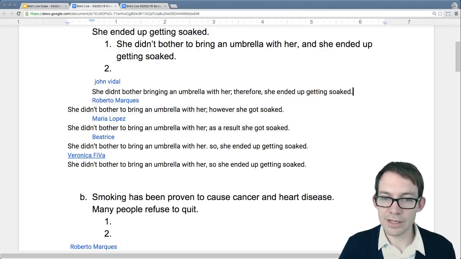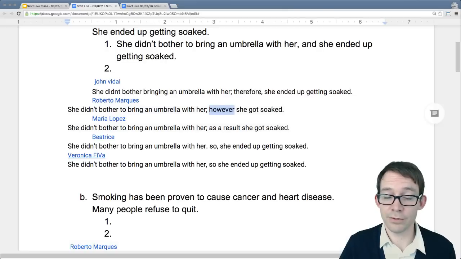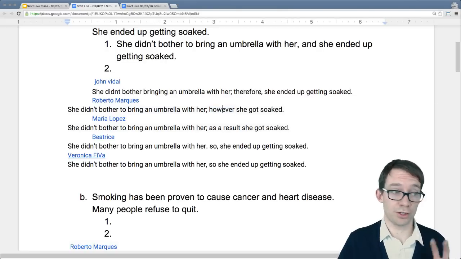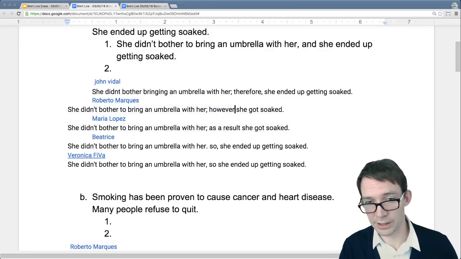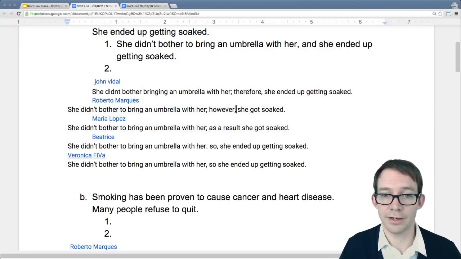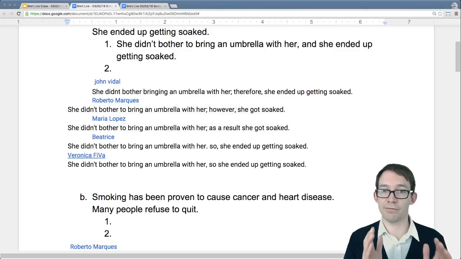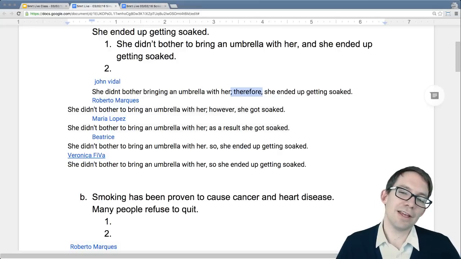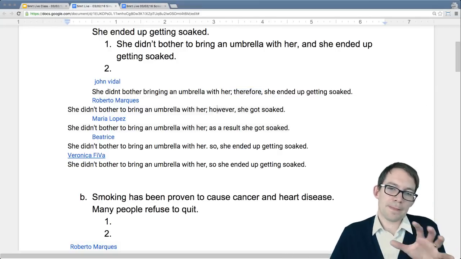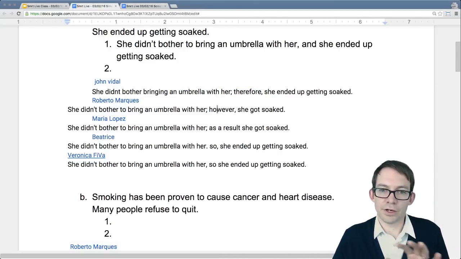Roberto says, she didn't bother to bring an umbrella with her; however, she got soaked. Okay. Now this is a good effort here with the adverb. However, there are two issues with this one. When we use the word however, grammatically speaking, you want that comma to come after it, just to separate it from the rest of the clause, just like John did here with therefore. Now the other issue is the meaning, the coherence of it.